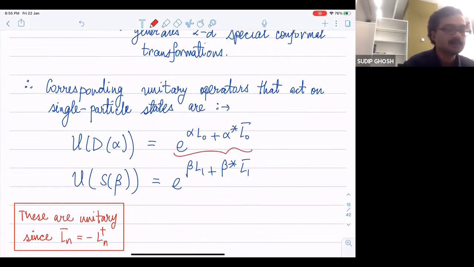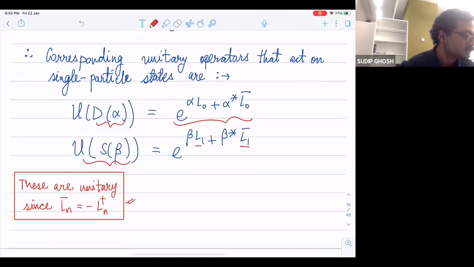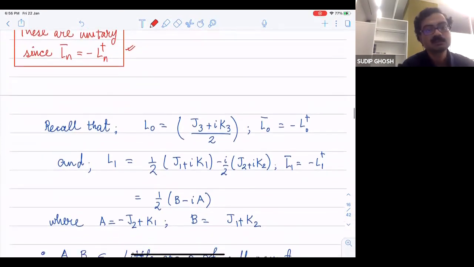Now this form should be immediately obvious, because we just argued that this D of alpha generates scale transformations, which are generated by L0 plus L0 bar. This is something which I guess you are familiar with from 2D CFTs. And this other unitary operator, U of S of beta, is generated by the generators of special conformal transformations, which include L1 and L1 bar. You can check that these matrices are actually unitary. For that, you have to use this slightly non-standard hermiticity condition. So now let's see what the action of these unitary operators is on these single particle states.